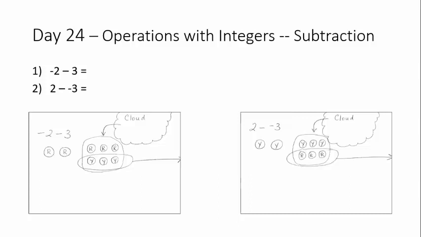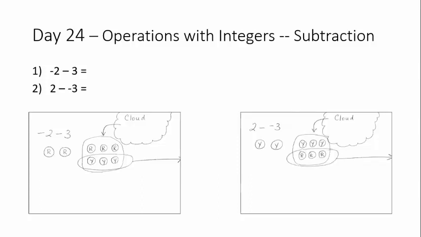I circle the yellow counters and draw an arrow to the edge of the page. I'm left with 5 red counters. This represents a -5. The difference, -2 minus 3, is -5.